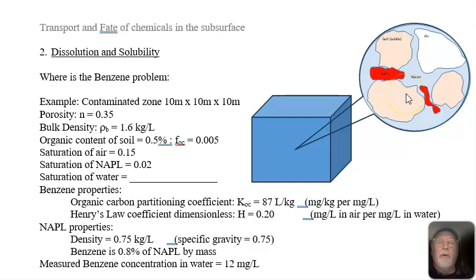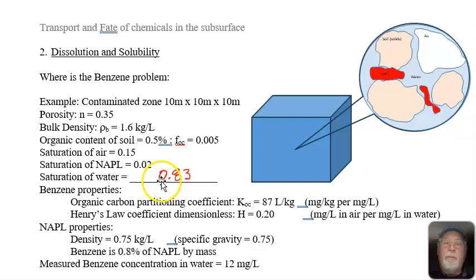So we represent those with the saturation. 15% of that pore space is air, 2% is NAPL, non-aqueous phase liquids. So that must mean that 83% is water. So we have a saturation of water of 0.83. Remember, the saturations add up to 1. The specific yield and specific retention add up to the porosity, but the saturations are the fraction of that porosity, and so those fractions add up to 1.